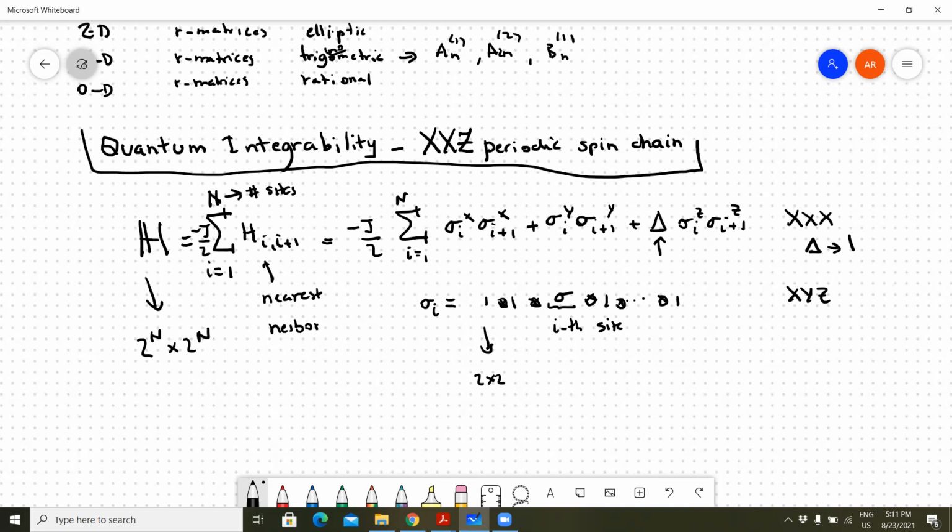One thing I forgot to say is that there is this classification, and if you look at the matrices, this XXX is of rational type, so you have some rational matrix. This XYZ is the elliptic one, and the XXZ, the one I'm talking about, is trigonometric. So just in this simple model, you already see where this classification enters. But let's study this Hamiltonian just a little bit more.